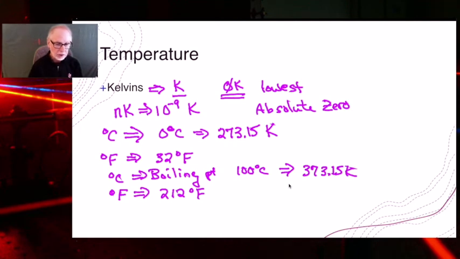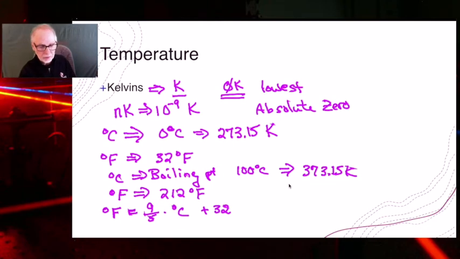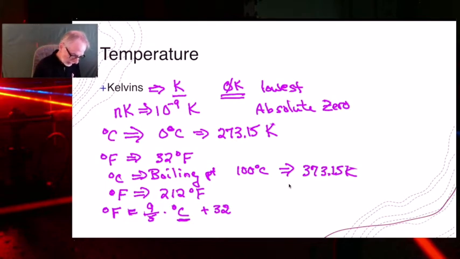Now, the conversion between degrees Celsius and degrees Fahrenheit was, if you took 9/5 times the degree Celsius temperature and add 32, that's going to give you the temperature in degrees Fahrenheit. So again, you can see that if it's 0 degrees Celsius, the freezing point is 32 degrees, and you can go ahead and do that conversion.